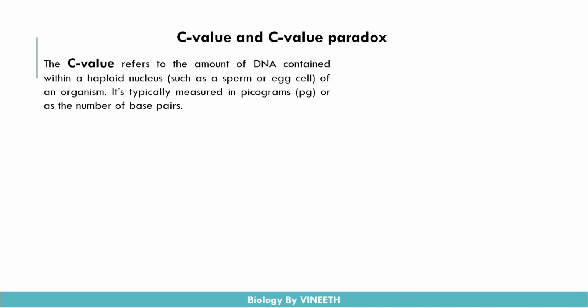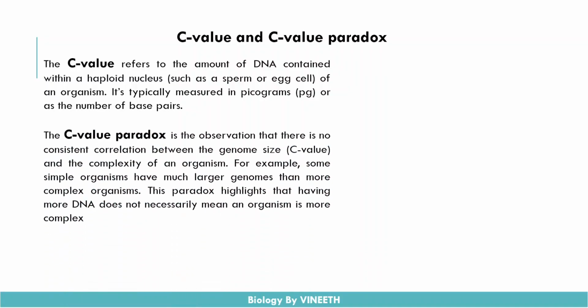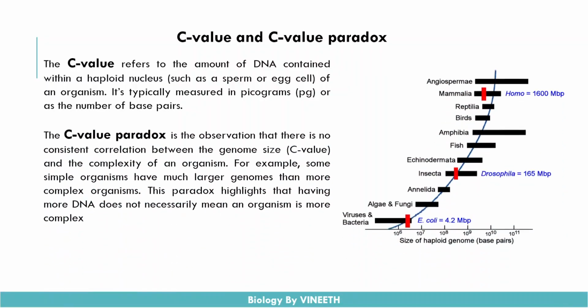The C-value varies for different organisms, so different organisms contain different amounts of DNA. And then we have the concept of the C-value paradox. This tells that there is no correlation between the genome size and the complexity of the organism, so you should not compare the complexity of the organism with the genome size.